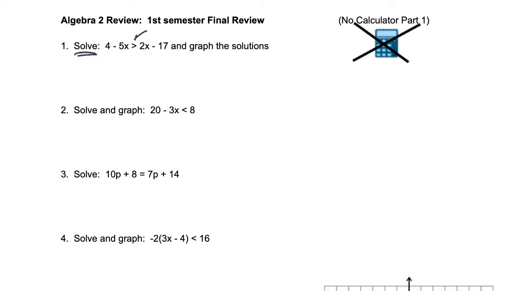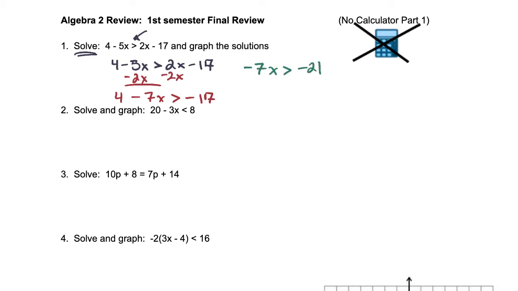Now notice it is an inequality there, so I'm going to rewrite the whole thing. Always good practice to help you recognize what's going on. We'll get our x's on the same side. I'll just move them to the left, giving me 4 minus 7x is greater than negative 17. I'm going to subtract 4 from both sides, giving me negative 7x is greater than negative 21. Last step, divide by negative 7.